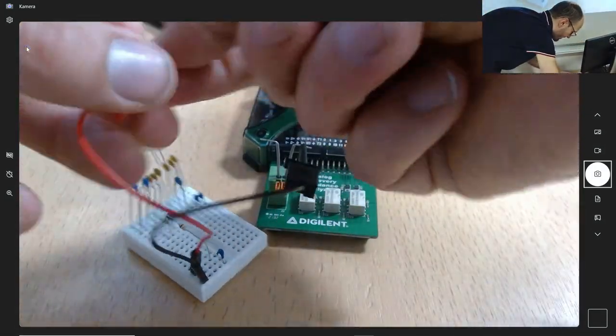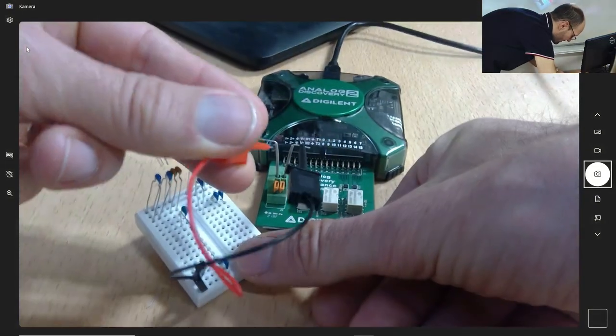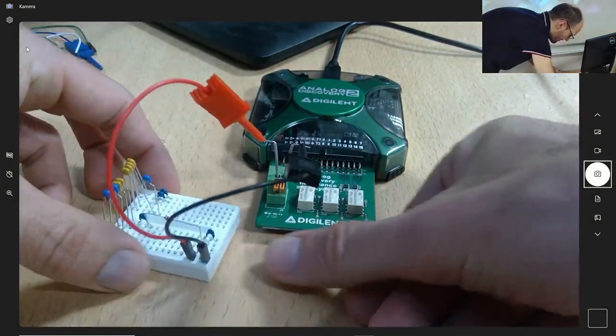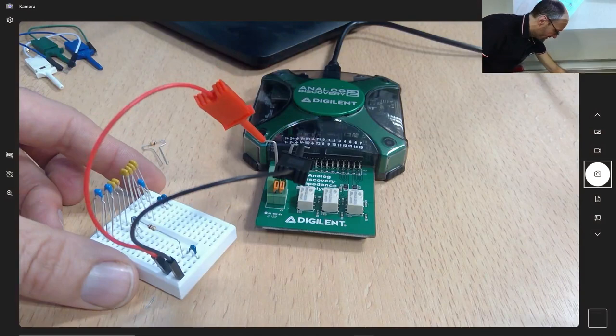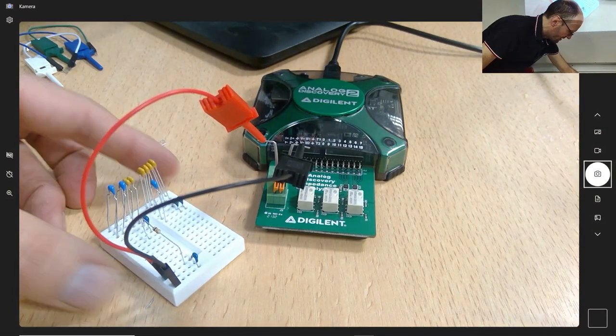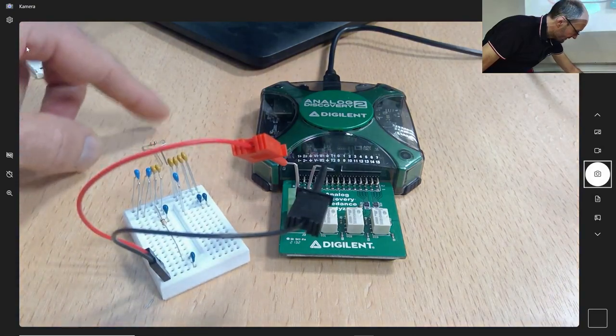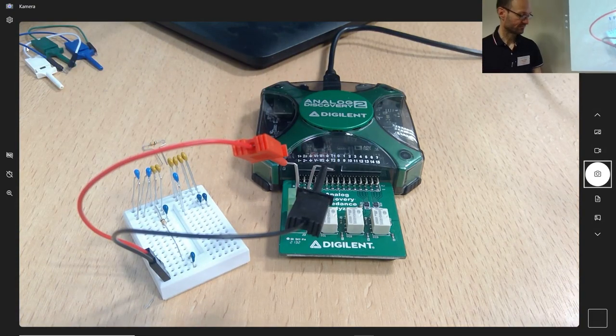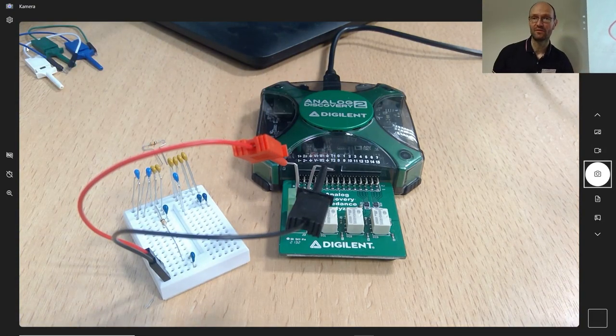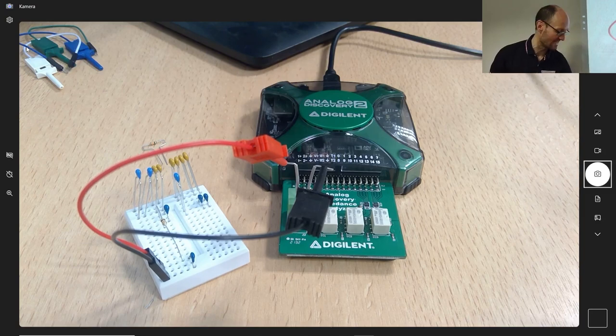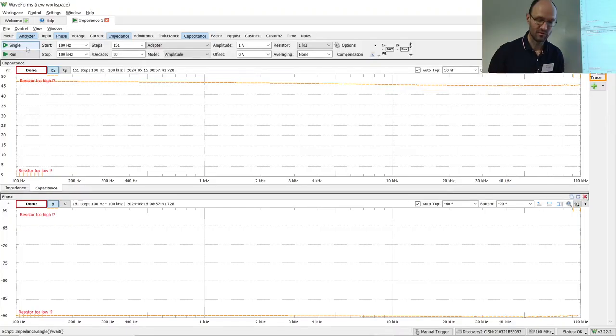So one cable on this side and one cable on the other side. Okay, so now these cables are connected to the impedance analyzer and connected to the capacitor. And this is now a 100 nanofarad capacitor. So it has a higher capacitance than before.